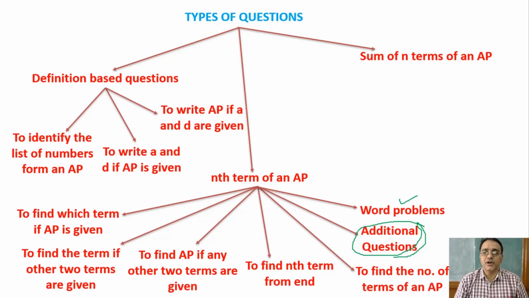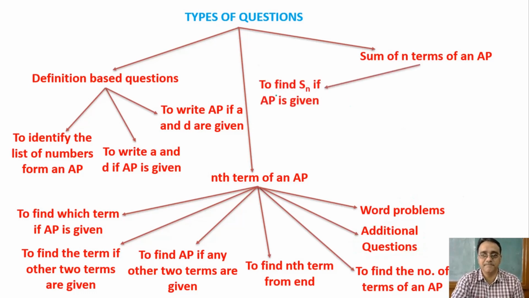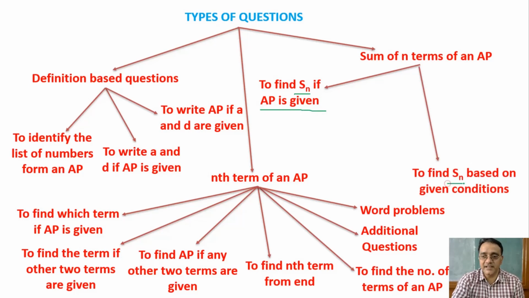Okay, so now let us move towards the next topic, that is sum of n terms. First type, to find Sn if AP is given. To find Sn based on some condition. Condition means suppose first term and common difference is given, or first term, second term and common difference is given, or any other two terms are given and n is given. So some conditions will be there, based on that you have to find Sn.